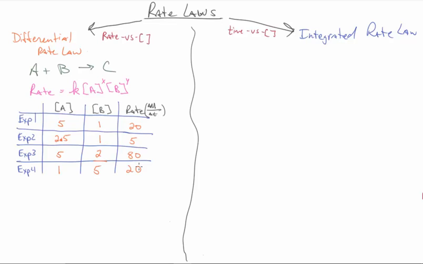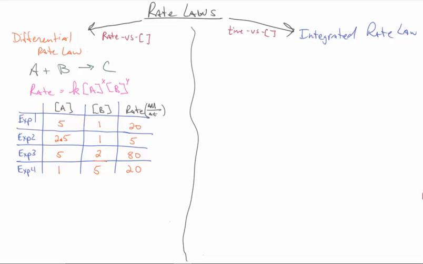All right, so what I've got here is just a table. Notice a couple of things. First off, I've got rate versus concentration information here, and so that puts me again in this differential rate law realm. I know the rate equals k times the concentrations raised to some exponent. So how do I determine what the orders actually are?